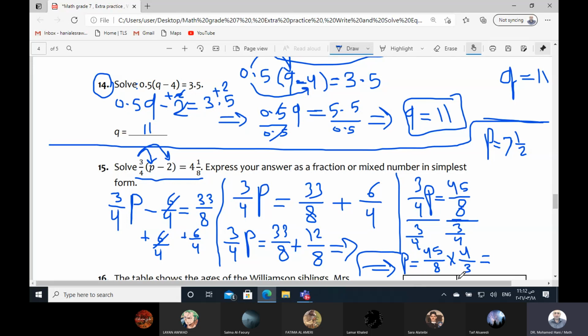We can do simplest form here before the answer. 45 divided by 3 will be 15, here. And here 4 divided by 4 will be 1, 8 divided by 4 will be 2. So the answer will be 15 over 2. 15 over 2 means 7 and 1 over 2. So 15 over 2 will be 7 and 1 over 2.